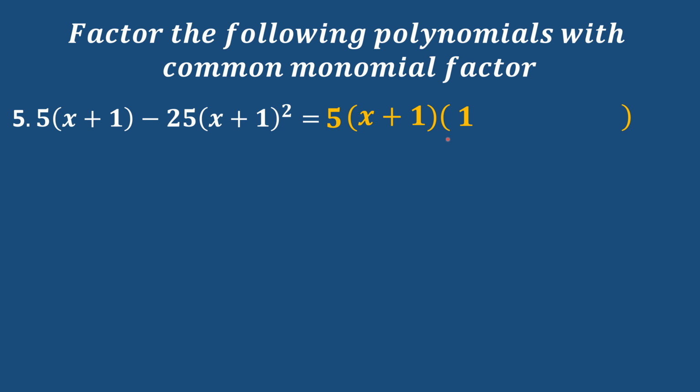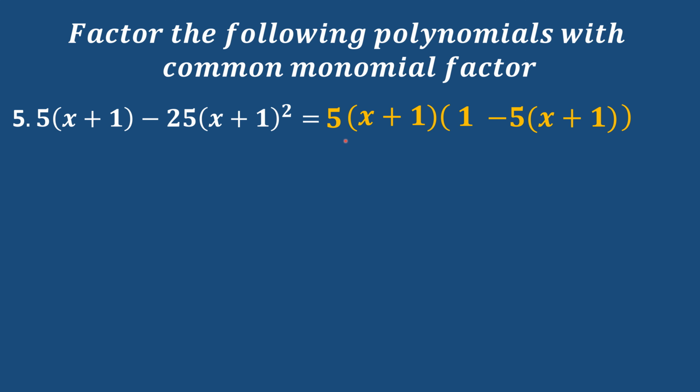So next, our second term, which is negative 25 times the quantity x plus 1 to the power of 2 divided by 5 times the quantity x plus 1, will give us a negative 5.